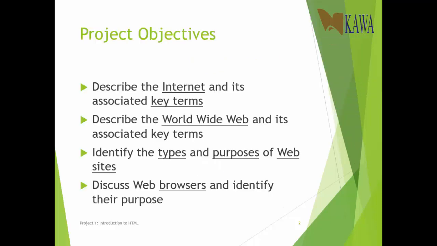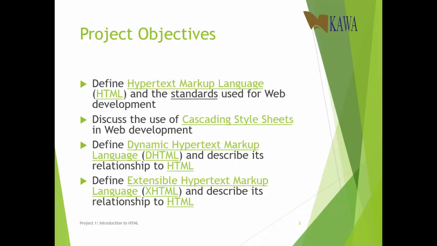So after this course, you'll be able to describe the internet and its associated key terms, describe the World Wide Web and its associated key terms, identify the types and purposes of websites, discuss web browsers and their purpose. Also define HTML and the standards used for web development, discuss the use of cascading style sheets, define dynamic hypertext markup language or DHTML, and as well extensible hypertext markup language and its relationship to HTML.